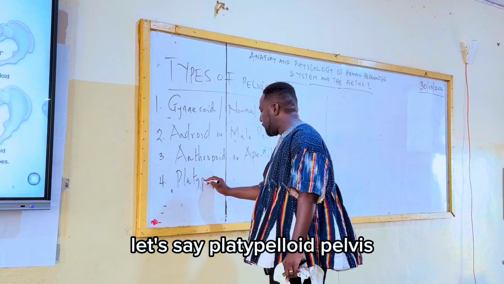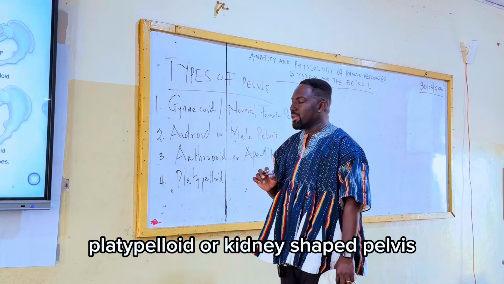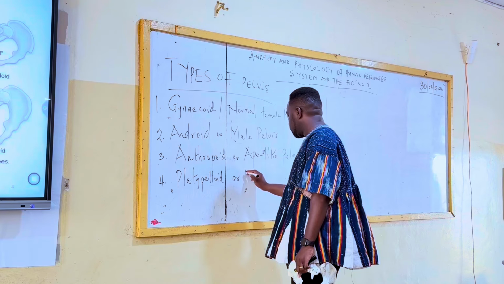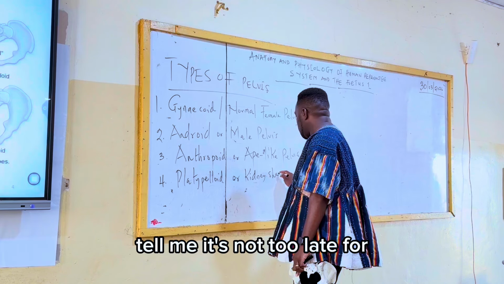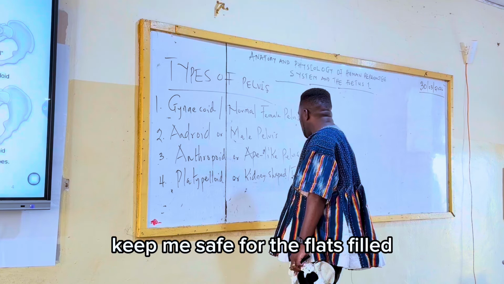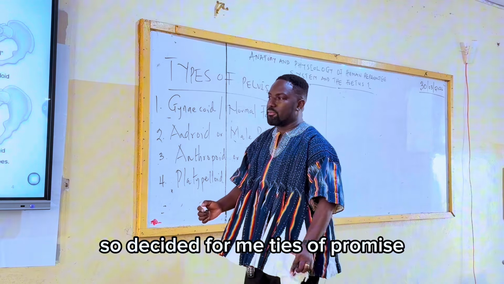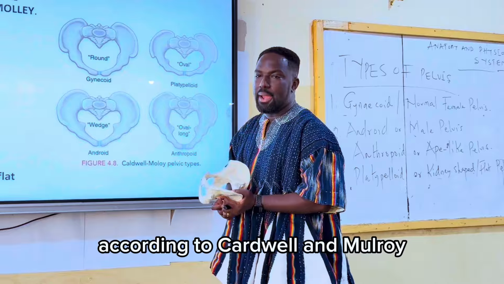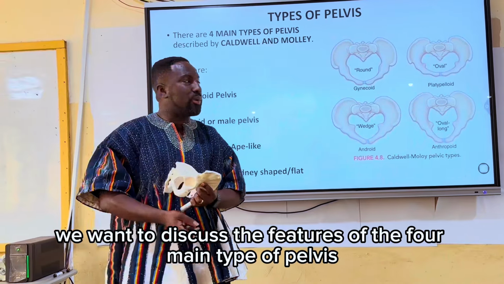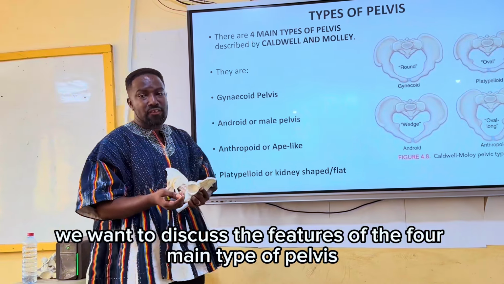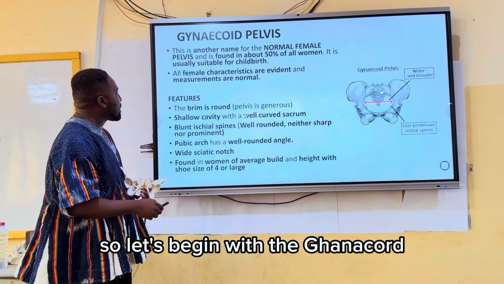Platypelloid, or kidney-shaped, or the flat pelvis. So these are the 4 main types of pelvis according to Caldwell and Moloy. This morning our major focus is to discuss the features of the 4 main types of pelvis and their effects on labor. So let's begin with the gynaecoid pelvis.